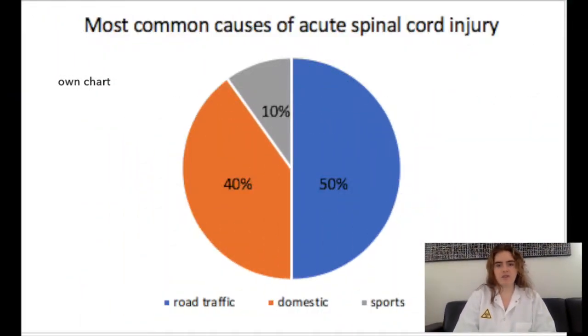SCI can occur from a range of things where the spinal neck is bent. This includes falls, motor vehicle accidents, sports and diving accidents, and gunshot and stab wounds.